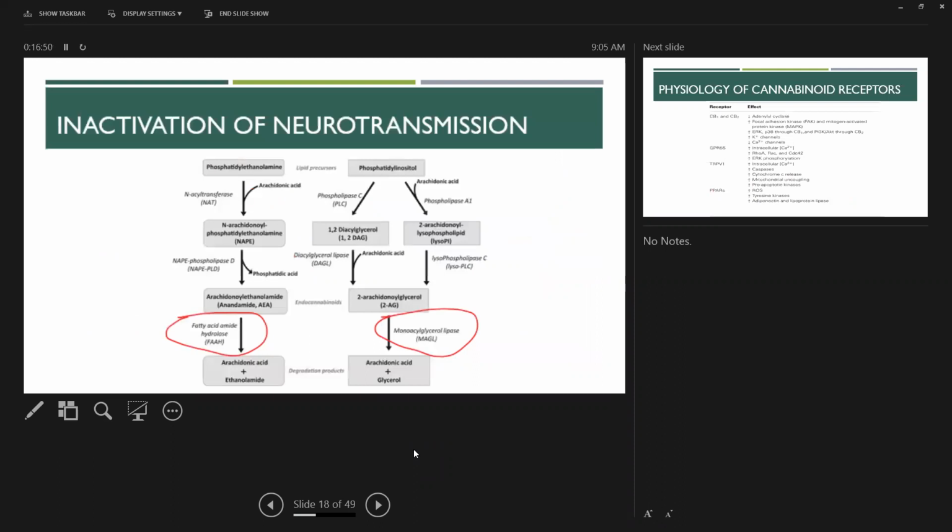As explained earlier, NAPE is generated when N-acyltransferase transfers the arachidonic acid side chain to phosphatidylethanolamine, and further generates anandamide, and similarly the generation of 2-arachidonoylglycerol. Now they are inactivated. Anandamide is acted upon by fatty acid amide hydrolase, generating arachidonic acid and ethanolamine, and 2-arachidonoylglycerol is inactivated by the action of the enzyme monoacylglycerol lipase.